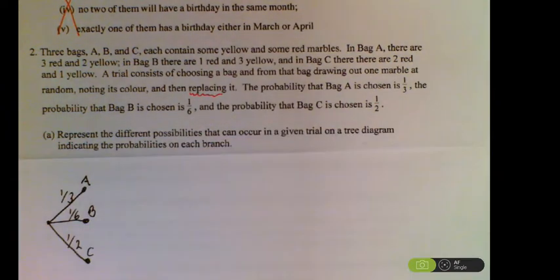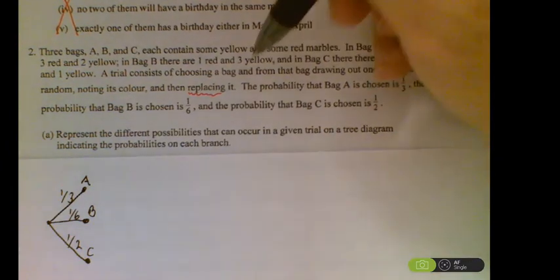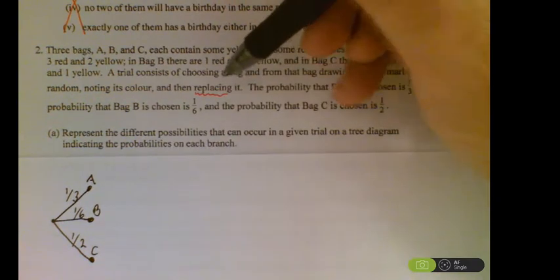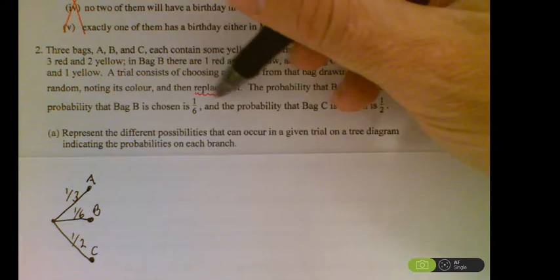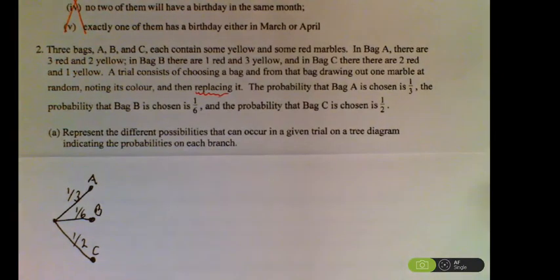So they're giving us those for the bags that are being chosen. And then they're talking about choosing a marble and replacing it. Looks like we're only picking 1 marble, so this statement sort of becomes irrelevant. It really wouldn't matter if we're replacing it or not if we're only picking 1.